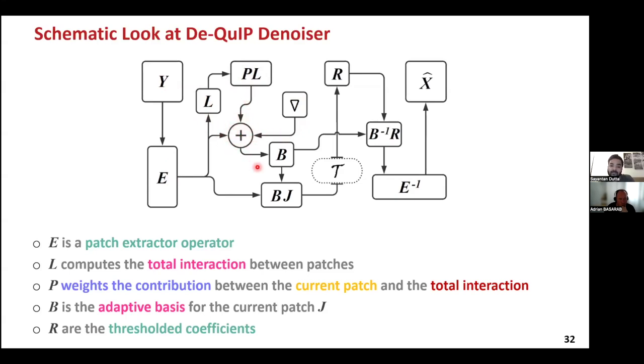And from the Hamiltonian, we get the adaptive basis for each individual patch. Then we project the original noisy patch onto this adaptive basis, get the projection coefficients, and then perform some thresholding. In our case, we are doing soft thresholding right now. Then we restore the thresholded coefficients, do the inverse transformation, and then restore all the patches into their original location. So that is the schematic diagram of our work.